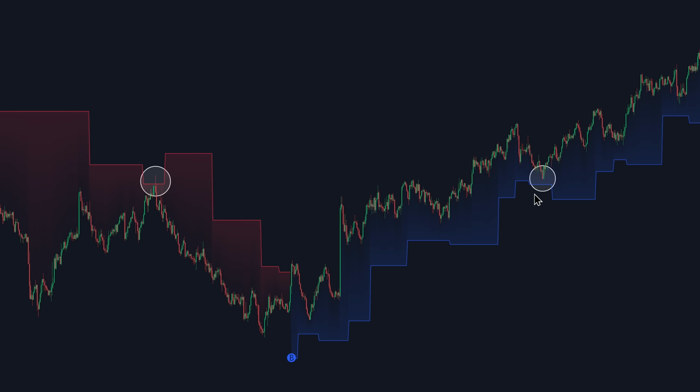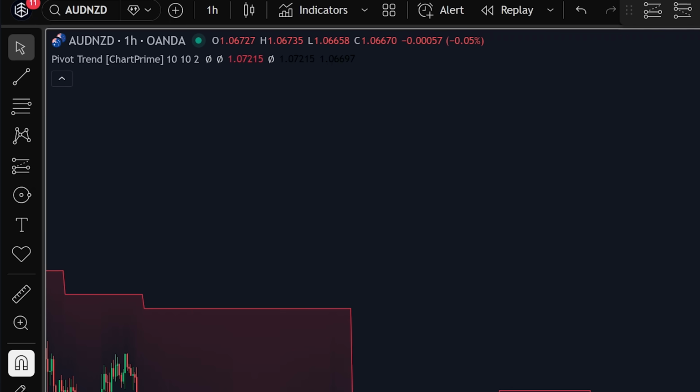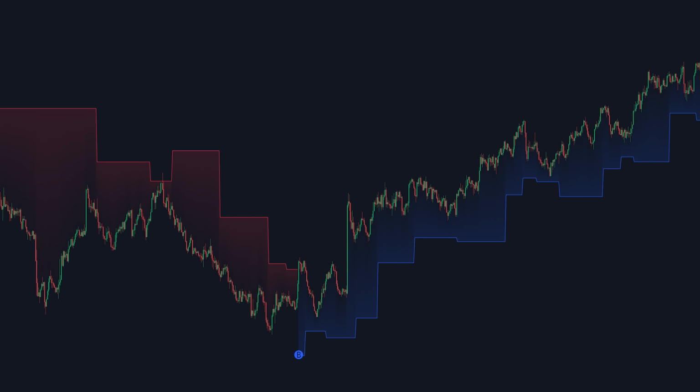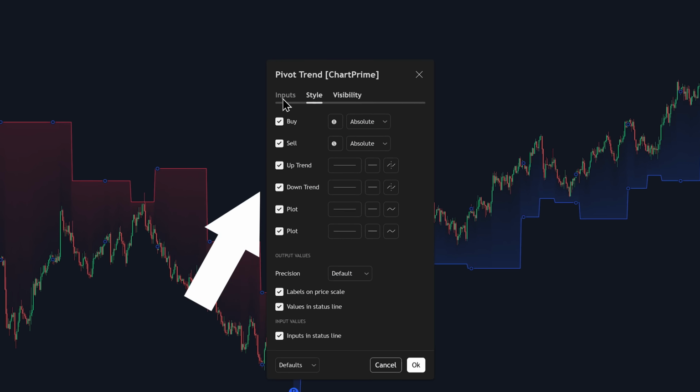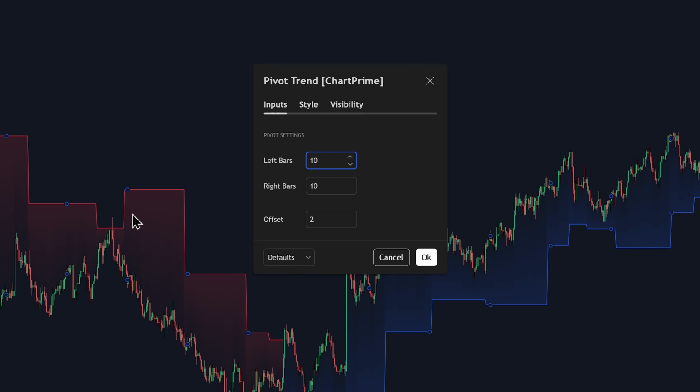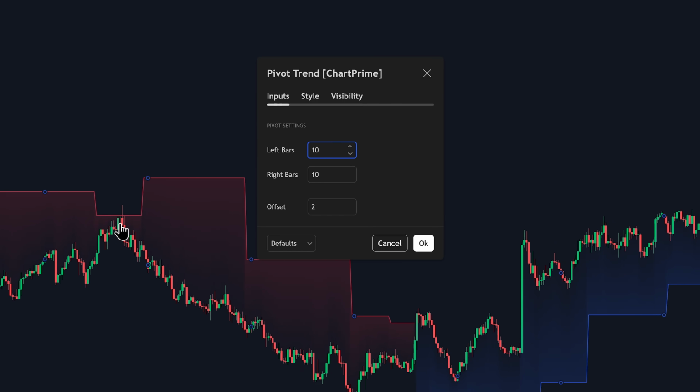Before we get into the strategy, let's quickly go through the settings, because this is where you control what market structure means for you. The first input is left bars. This is the number of candles to the left of a pivot that must be lower or higher for that pivot to count. In simple terms, if you want a swing high pivot, the pivot candle has to be higher than the candles to its left.